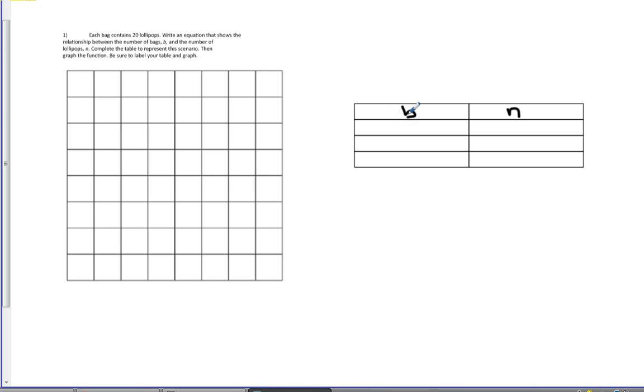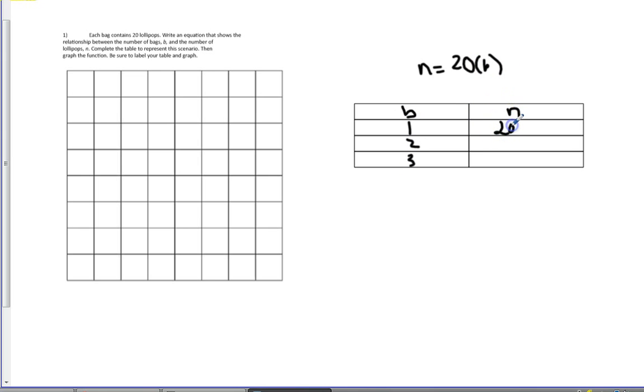So it says that we have 20 lollipops per bag. So in one bag I have 20, in 2 bags I have 40, in 3 bags I have 60. So I can see that the number of lollipops is going to be equal to 20, the amount of lollipops per bag, times however many bags that I have, so N = 20B. Okay, so now I can substitute in, and I start out with really very easy amounts, 1, 2, and 3. You can do whatever you want. And I substitute. 1 times 20 is 20.